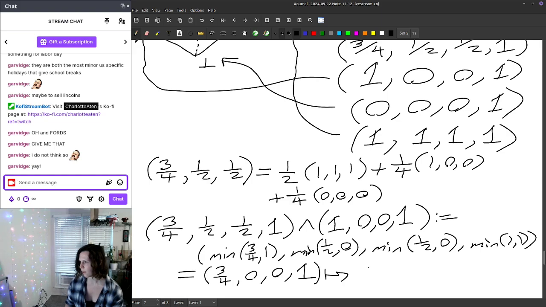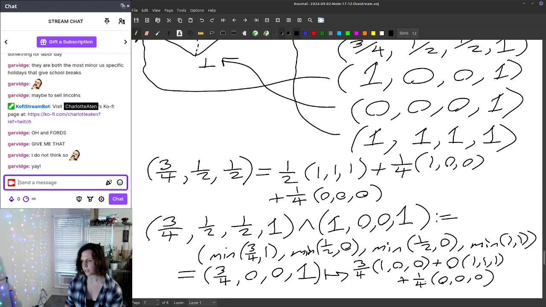Well, it looks like I have 3/4 combined with 1, 0, 0, and then, maybe not anything else, but I could say if I wanted to, plus 0 times 1, 1, 1, plus 1/4 times 0, 0, 0. Okay, so now that's a convex combination.